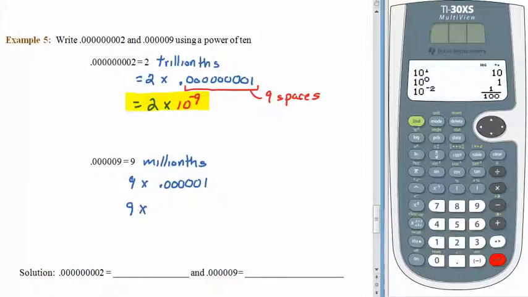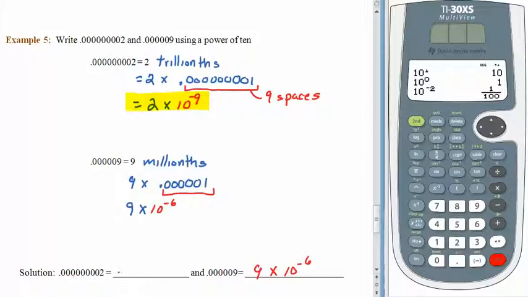9 times, and we need the power of 10. We're going to count some spaces here. 5 zeros and a 1 is 6 spaces, but this is something between 0 and 1, so we need 10 to the negative 6th power. All right, so 9 millionths is 9 times 10 to the negative 6th power. This is a teeny tiny number. We expect the exponent to be negative.